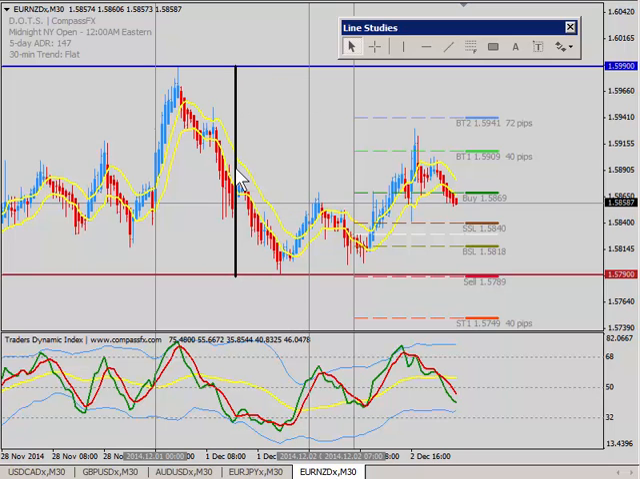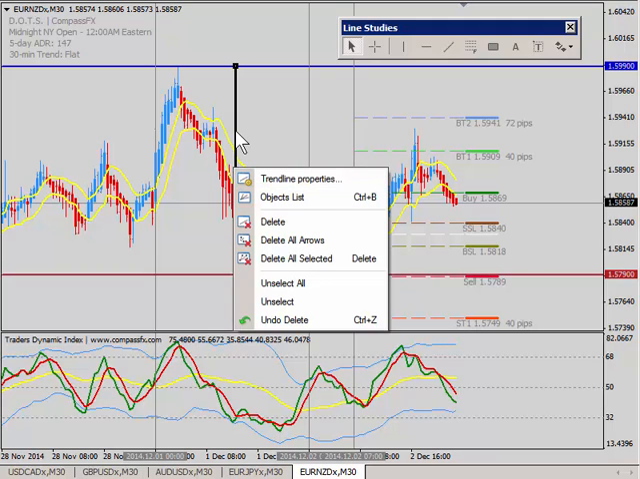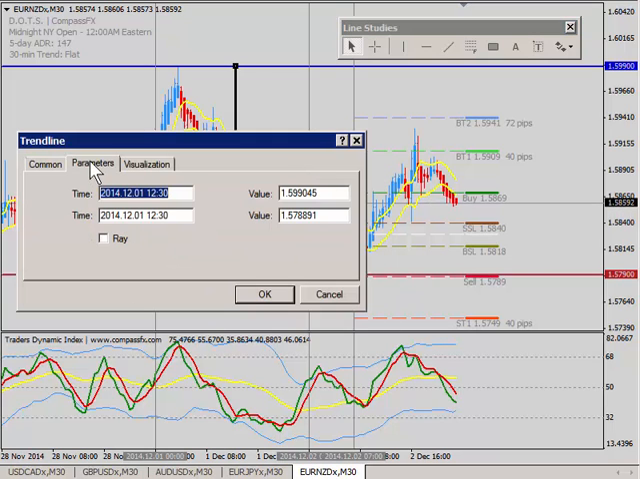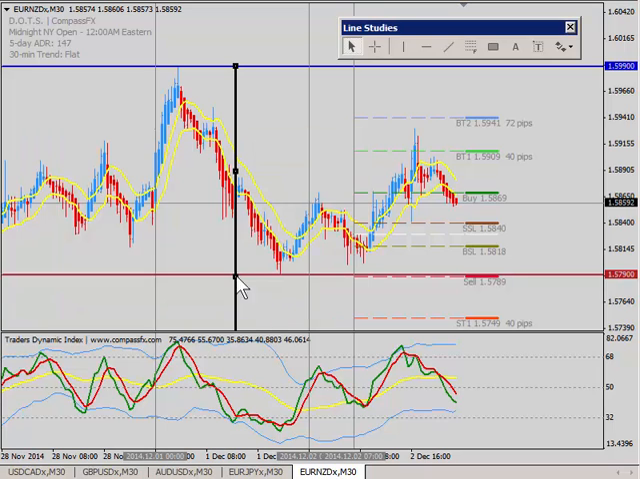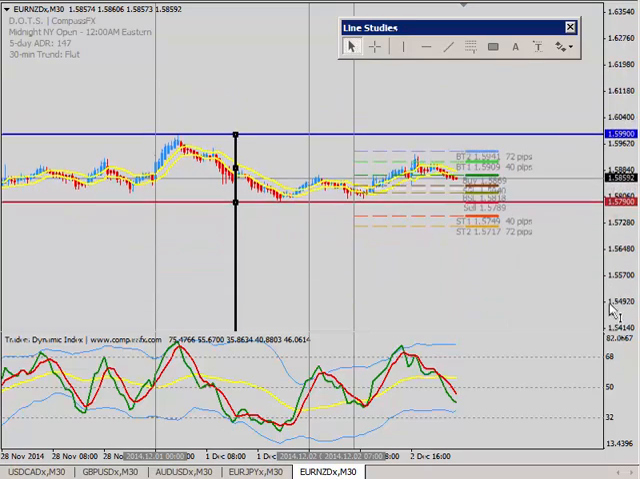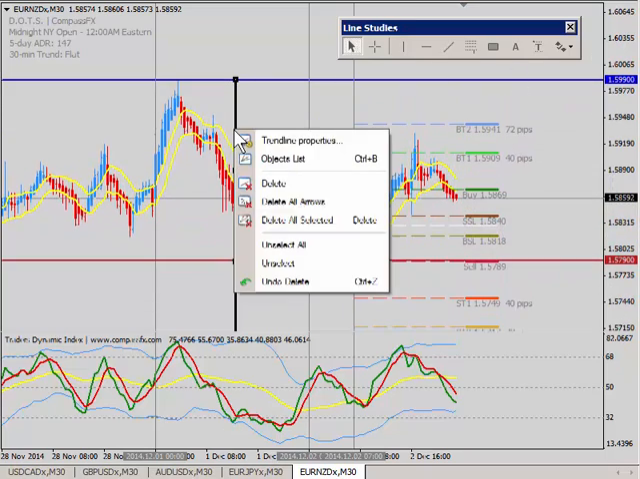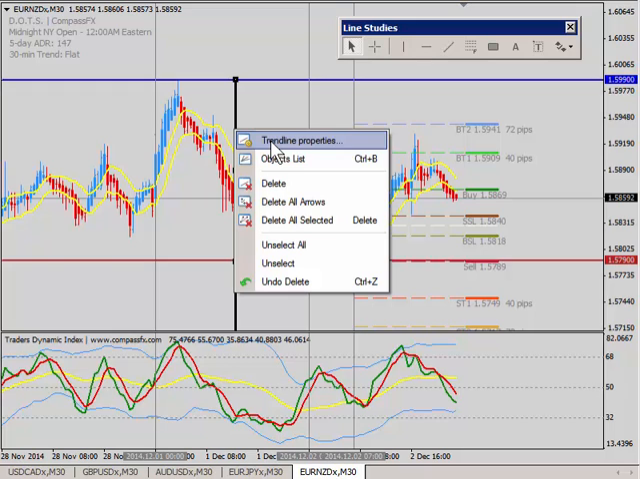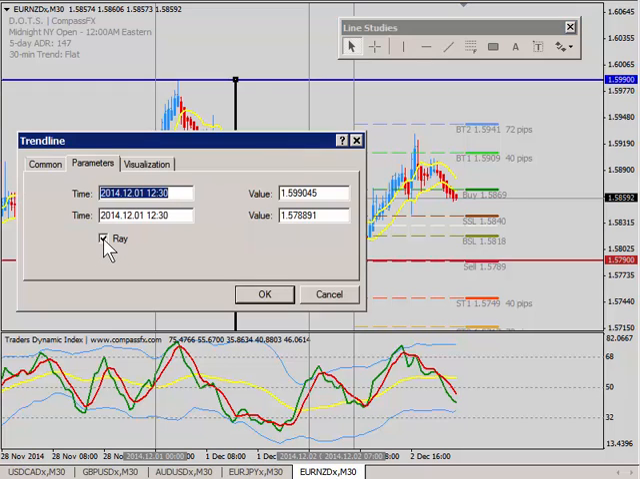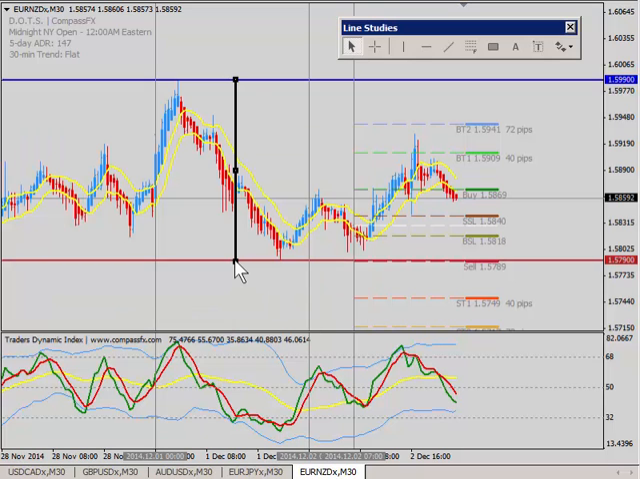Okay. Now, Trendline Properties. You might have a situation where the line goes all the way out into infinity. That's called the ray. You can see it goes all the way out, as far as it can go. If you left click on it, go to Trendline Properties, uncheck the ray, okay? And that puts it right where you want it.